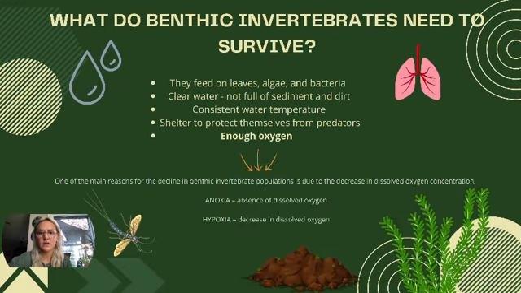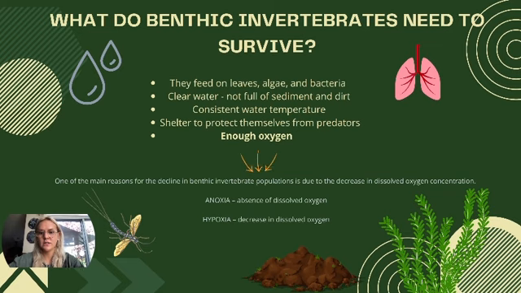So this slide goes along with the last one because we know why benthic invertebrates are important, but now we need to know what they need to survive. So they feed on things like leaves, algae, and bacteria. They need clear water, not full of sediment and dirt, in order to breathe. As we mentioned, they're very sensitive to changes in their environment, so they need a consistent water temperature. We also mentioned that they like to burrow themselves in sediment and dirt, so they do need shelter to protect themselves from predators. And I also already mentioned that they need enough oxygen.